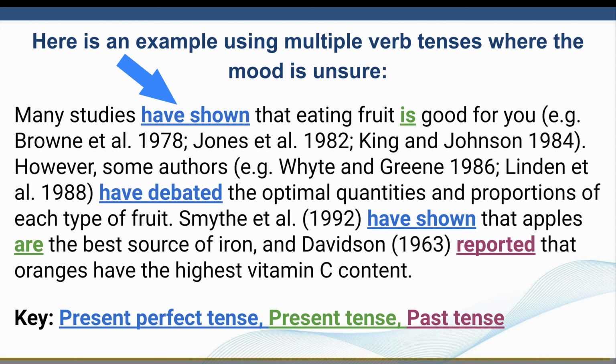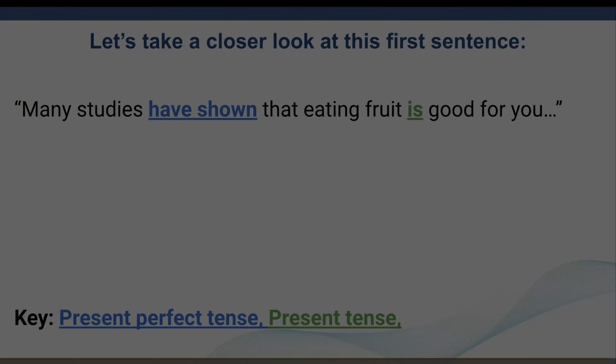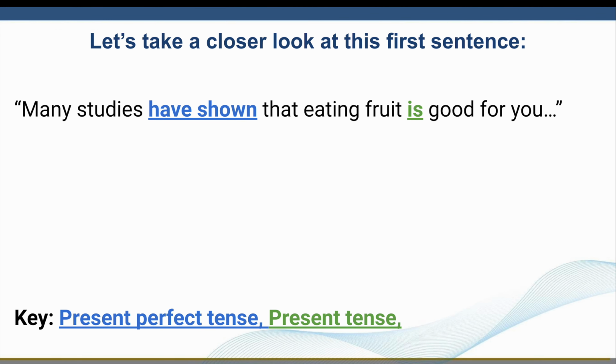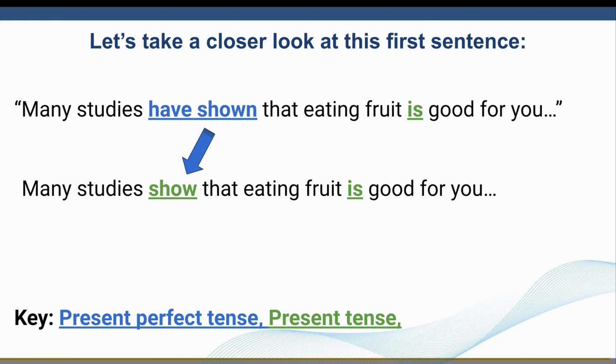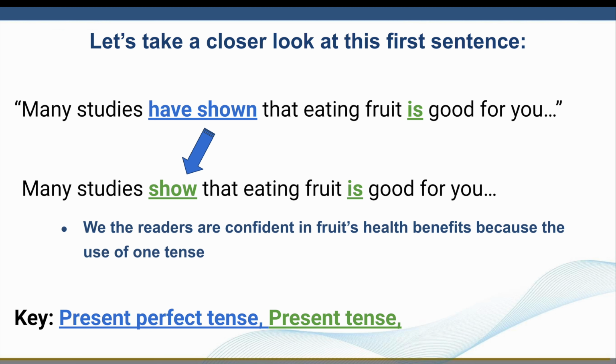When the author writes, "Many studies have shown," this indicates that there are other studies that contradict this data. This indicates that there are exceptions. Let's take a closer look at this first sentence. If this sentence was changed to, "Many studies show that eating fruit is good for you," then we, the readers, are confident in fruit's healthy benefits because of the use of one tense.